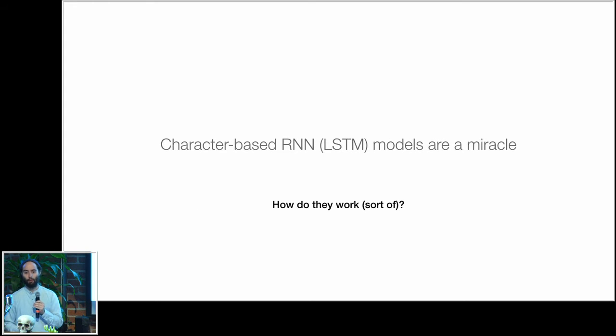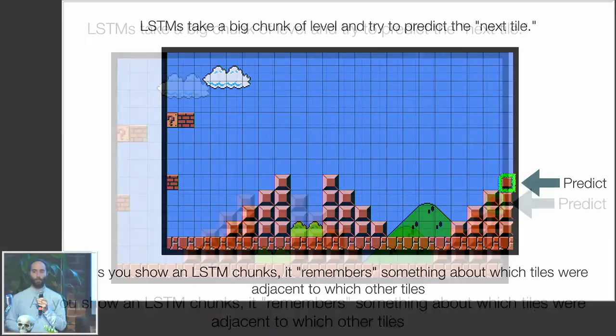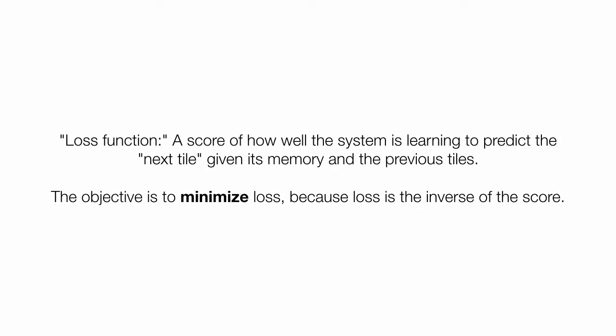Ultimately these tools are a miracle. You're going to get a lot out of them. So let's first understand how they work. Like I said, you have this big chunk of level, and you're just trying to predict what tile would go in this green box. And this system is so powerful because it remembers something about which tiles are adjacent to other tiles. That's my simplified explanation. If you follow tutorials on this, there are people whose full-time jobs are teaching this. Go with them, but this is just to help you understand. Our goal is we look at this level and we want to see what goes inside that green box.